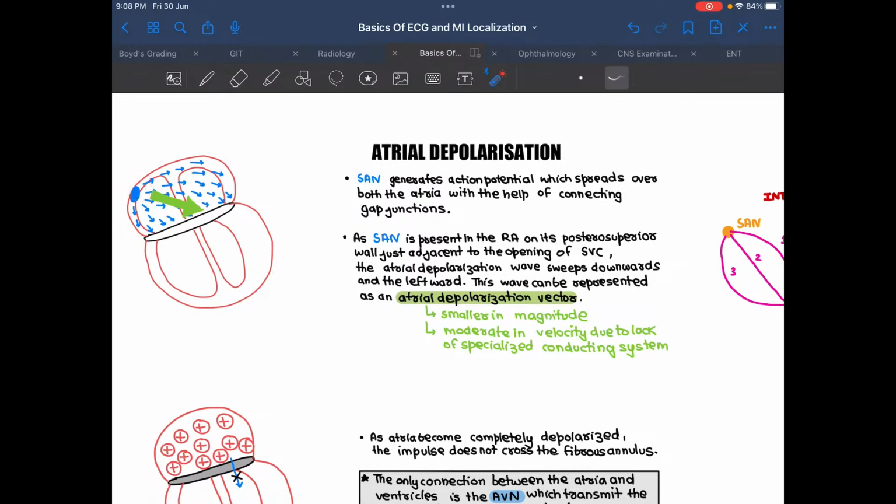Whenever this SA node, which has its own automaticity, generates its potential, these potentials from the SA node are going to travel downwards and to the left, right? So this is important for us. If it is present in the right atrium, on the posterior superior wall, the atrial depolarization wave is going to sweep downwards and towards the left.